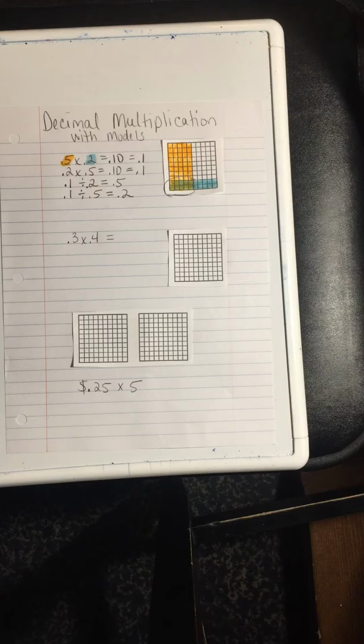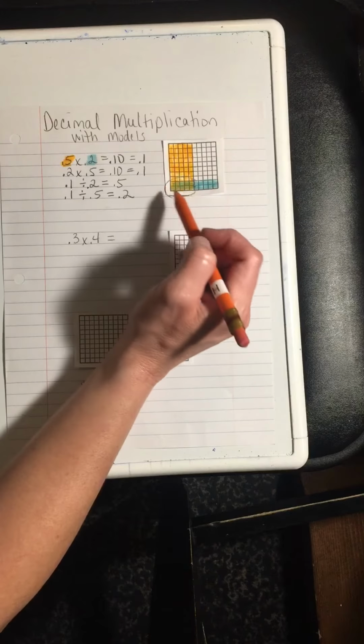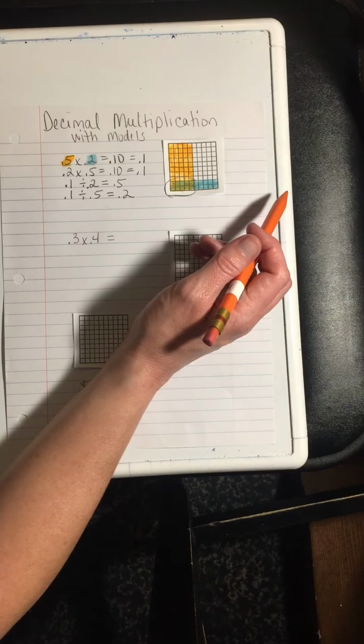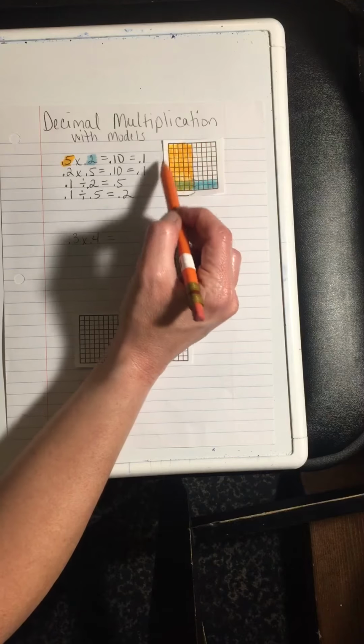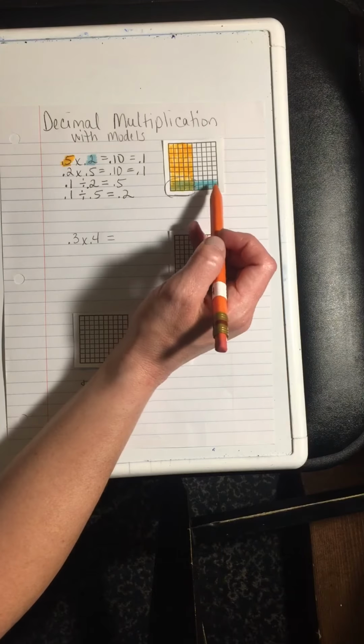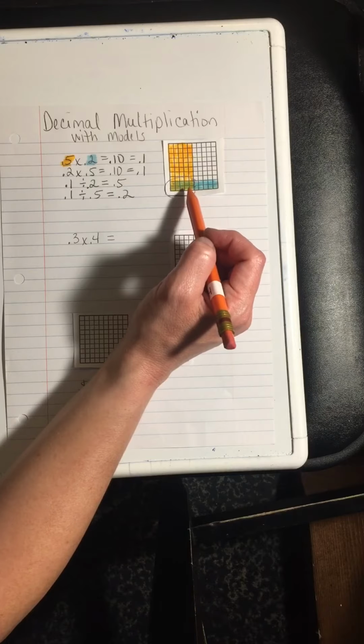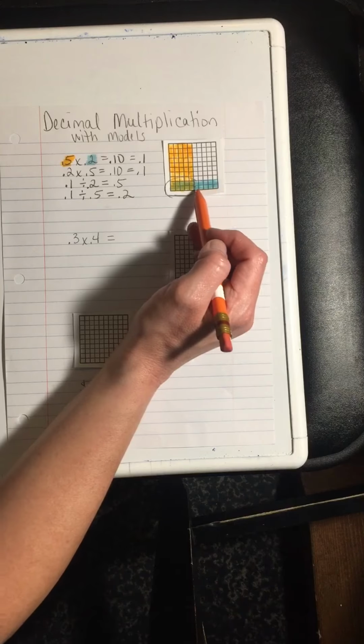So 5/10 times 2/10 equals 10 hundredths. Let's talk through this hundredths grid first really quickly. A hundredths grid has 100 pieces in it, so 100 boxes inside. If we think about that like money, the entire hundredths grid would be equivalent to one whole or $1. And each one of these pieces is a hundredth, which is equivalent to a penny. So if we had 100 pennies, of course, we would have $1.